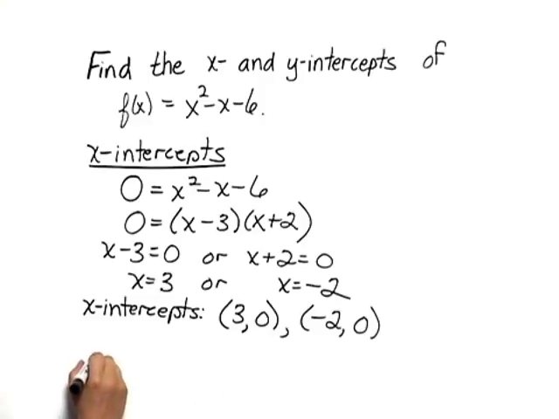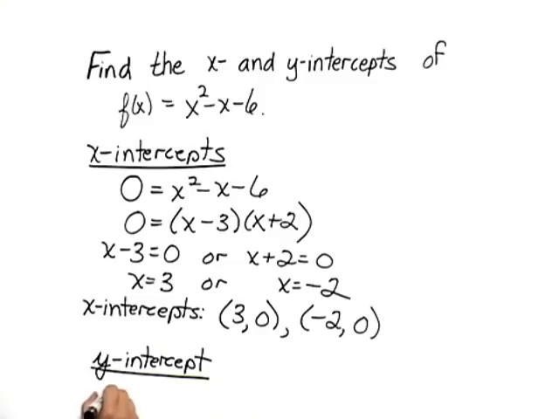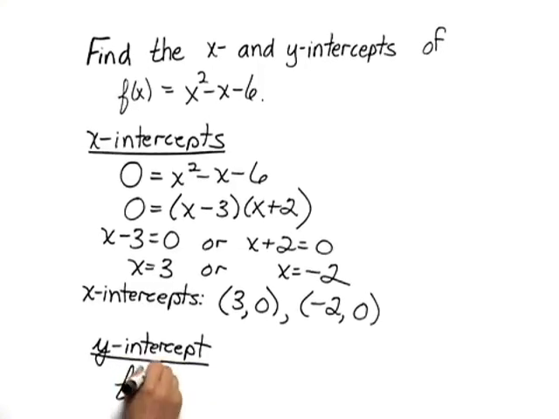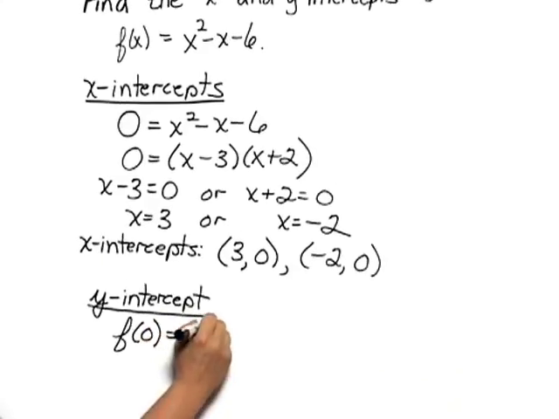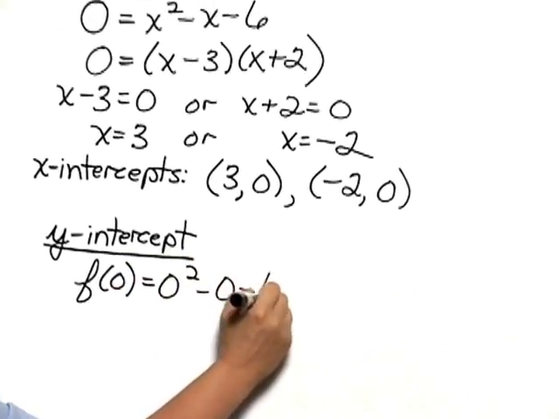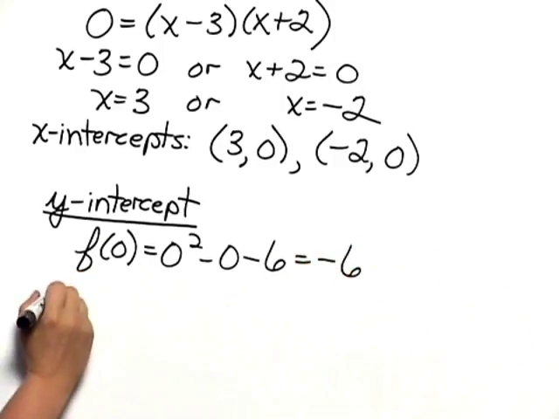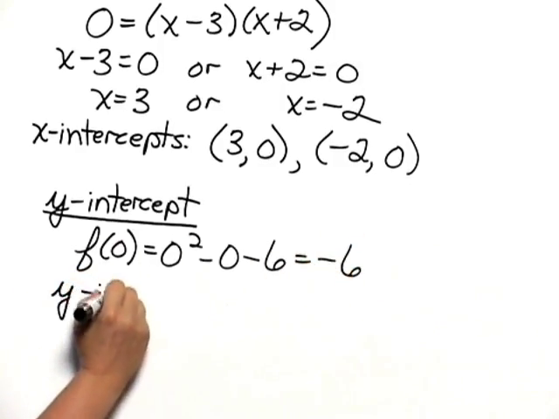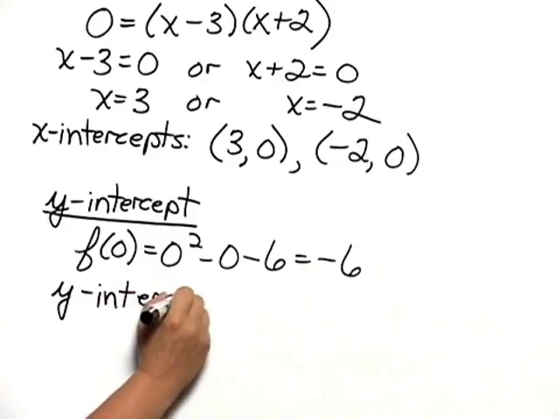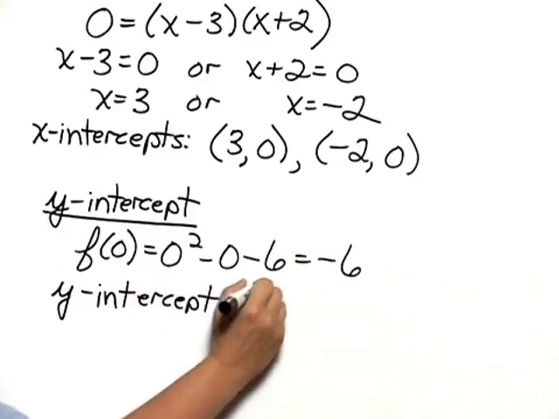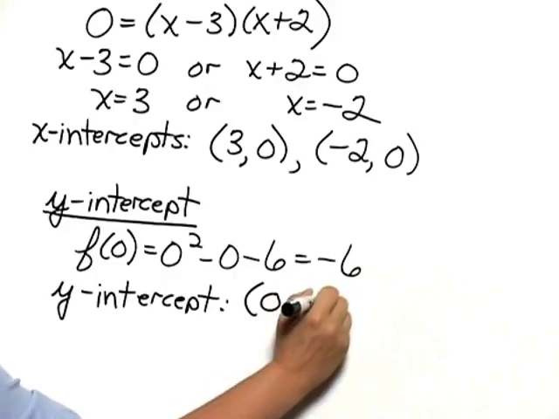Now let's go to the second part and find the y-intercept. And in this case, since it's a function, there will just be one y-intercept. And that is where x is 0. So we find f(0), which is 0² − 0 − 6, or −6. So we can state again in point form that the y-intercept is the point (0, −6).